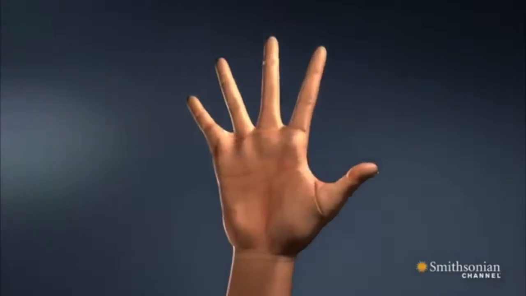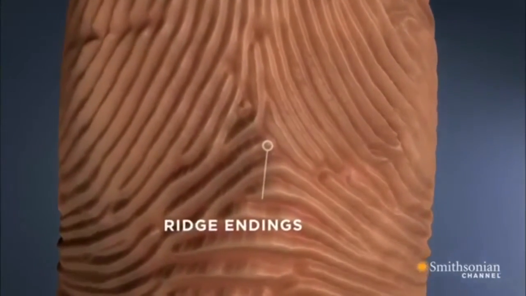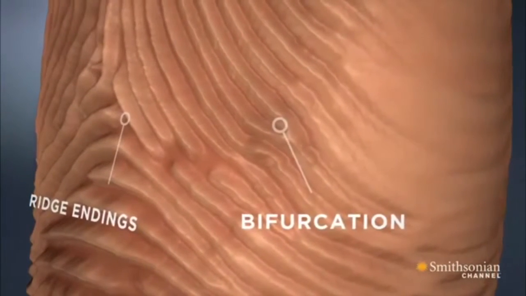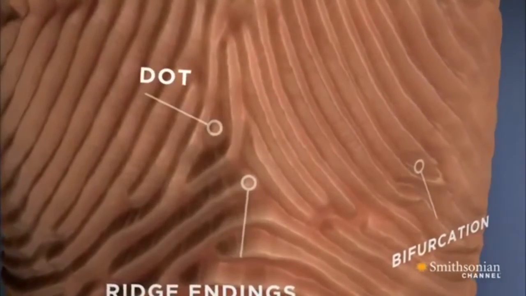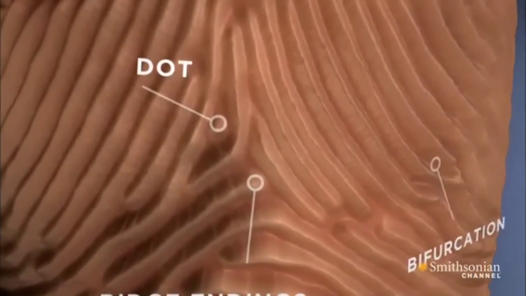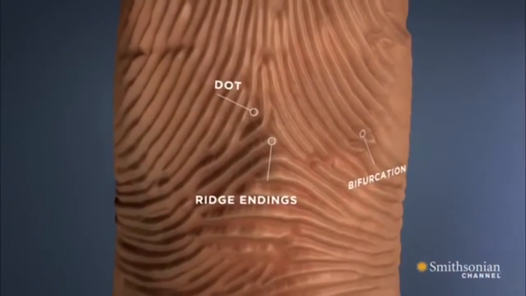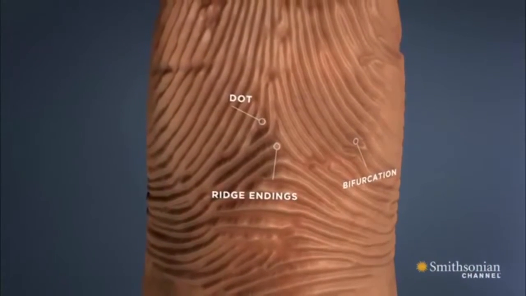You look at the individual points, the ending ridges, the splitting ridges, the dots that appear. Ridge endings are places where the ridges start and stop as they flow through the pattern. In other places, a ridge will split in 2, also known as a bifurcation. A dot is a ridge that is as long as it is wide. The unique arrangement of these ridge characteristics clearly distinguishes one print from another.